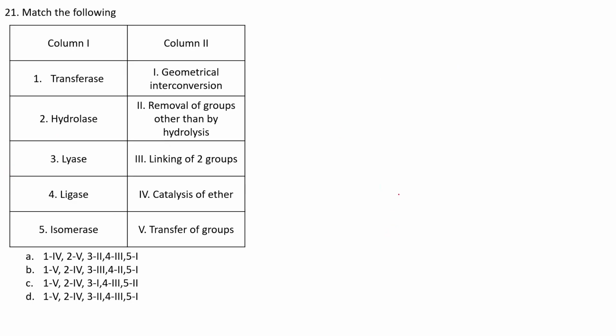Next one, match the following. In the first column we are having transferase, hydrolase, lyase, ligase, isomerase, the different classes of enzymes, and what functions they do. Geometrical interconversion, you can see that it is done by the isomerase, fifth one, right? Removal of groups other than by hydrolysis, and you can see that it is mainly done by the lyase, right? So 3 is going to be our option over here. And linking of two groups is mainly done by the ligase. Hence, we can write fourth over here. Catalysis of ether, ester bonds, that is done by the hydrolase. 2 is our answer for this, and transfer of groups is mainly done by the transferases. 1 is going to be over here, right?